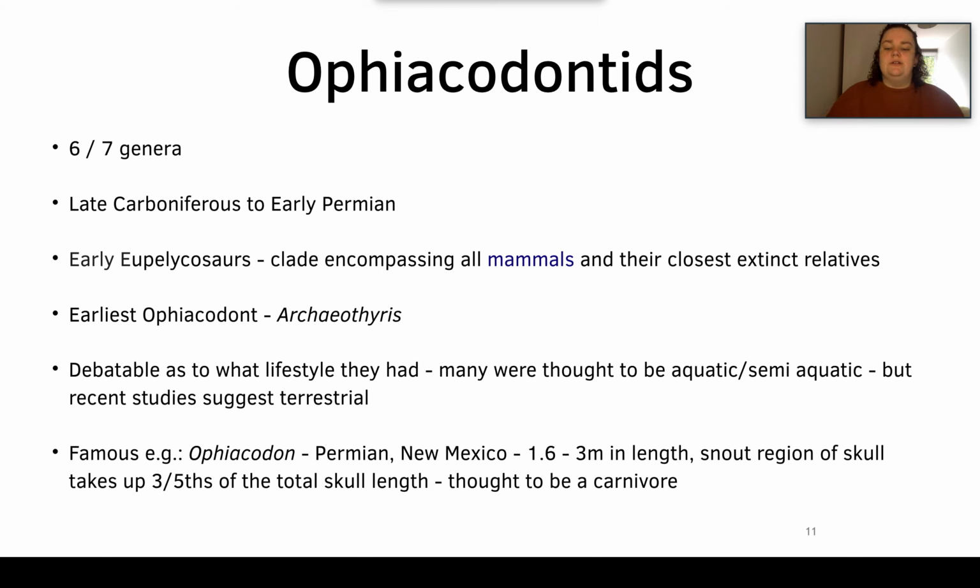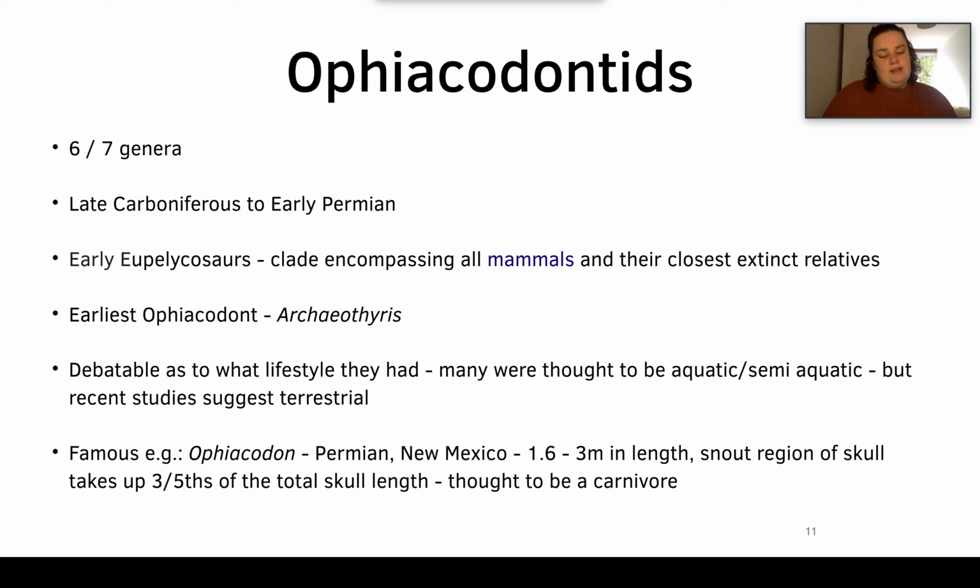So eupelycosaurs are the clade encompassing all mammals and their closest extinct relatives. It was debated what lifestyle they led. Quite a lot of early paleontologists thought that they were aquatic or semi-aquatic, but recent studies suggest that they were solely terrestrial. The earliest Ophiacodontid was Archaeothyris, which we'll go on to in a bit. And the most famous example of an Ophiacodontid is Ophiacodon, which is from the Permian of New Mexico in the USA.